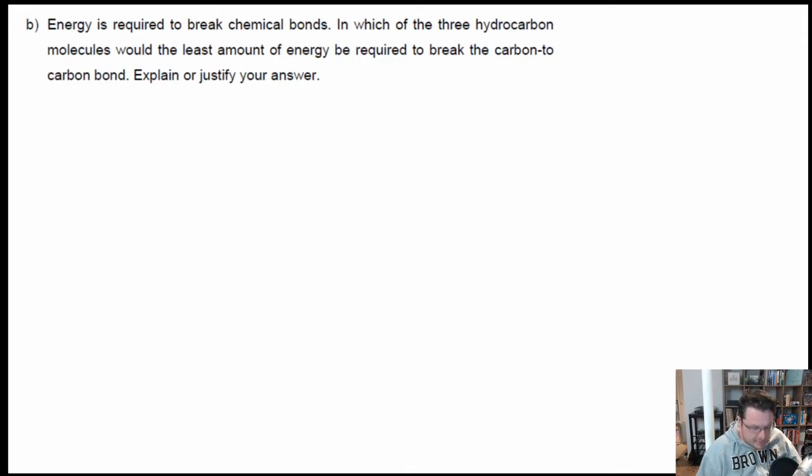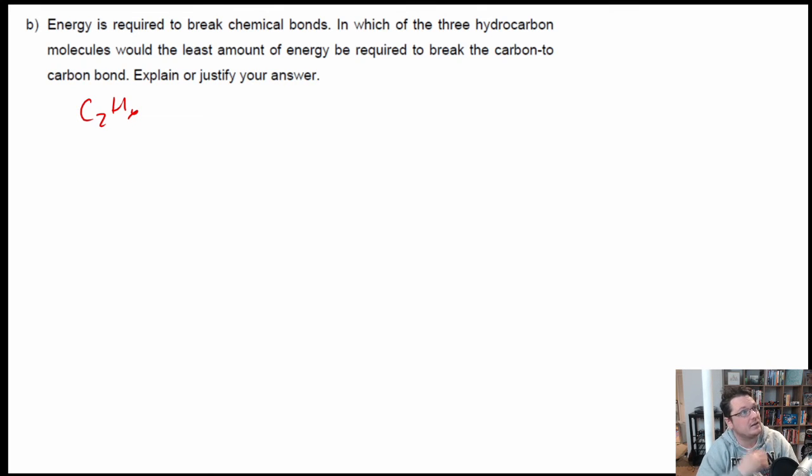And so B, energy required to break chemical bonds. I feel like there was something that I got cut off from that question that I didn't catch, or any of the TAs caught. Anyways, in which of the 3 hydrocarbon molecules would the least amount of energy be required to break the carbon-carbon bond? Explain or justify your answer. So in this case, it would be the C2H6, because the C2H6 is a single bond. So the only bond that you have to break is the sigma bond in that case.